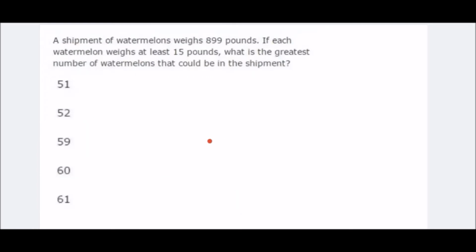Our next question is, a shipment of watermelons weighs 899 pounds. If each watermelon weighs at least 15 pounds, what is the greatest number of watermelons that could be in the shipment? Here the shipment's total weight is 899 pounds, right? And the least weight of a watermelon is 15 pounds. So now we have to find out the greatest number of watermelons in the shipment.